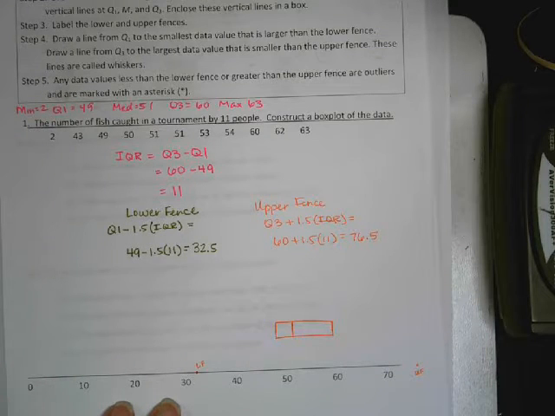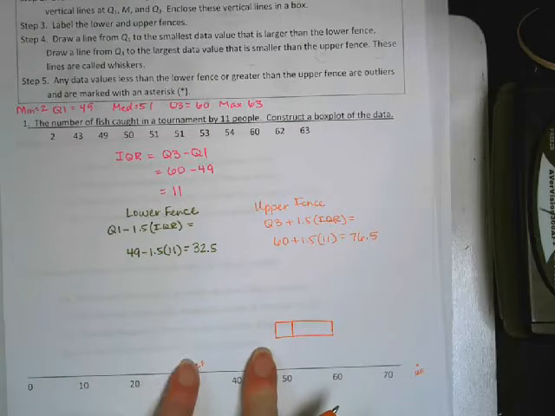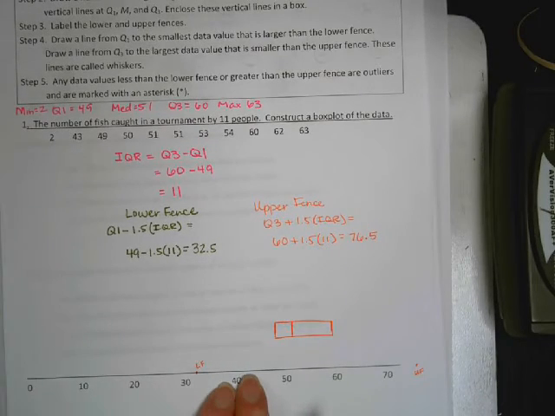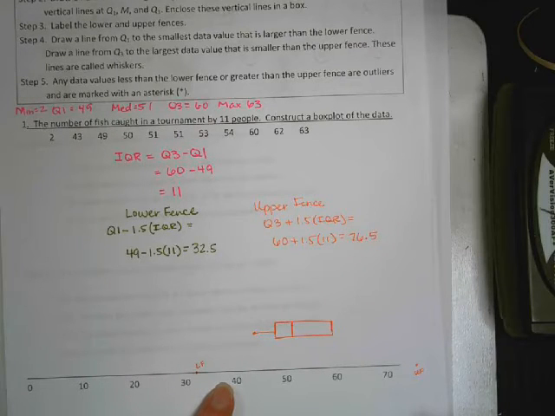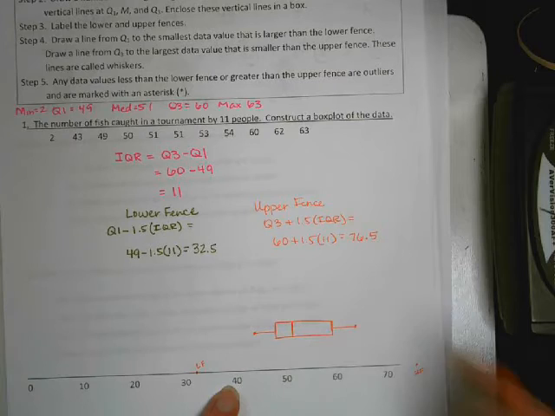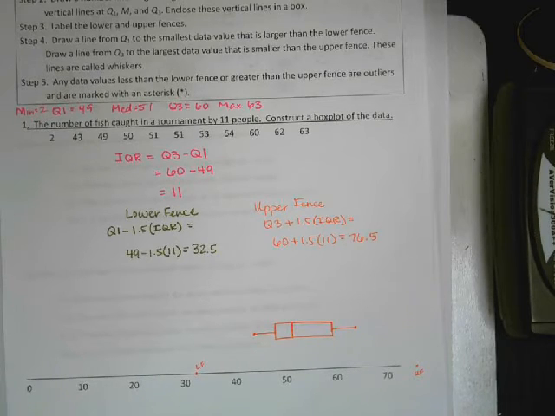Draw a line from Q1 to the smallest data value that is larger than the lower fence. So my smallest data value is 2, but that's way outside the fence, so we're not going to go that far down. We're just going to go to the next lowest number, which is 43. So that's my whisker. And then my largest data value that's inside the fence is 63. Those are whiskers. Anything that's below your lower fence or above your upper fence is an outlier, and you can leave it off.